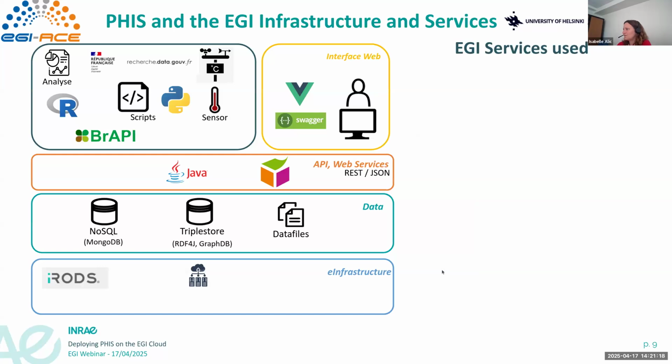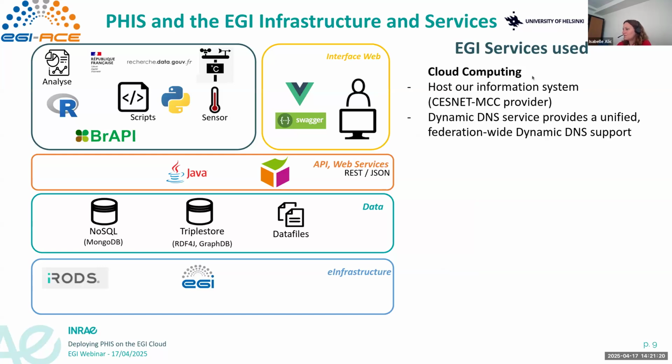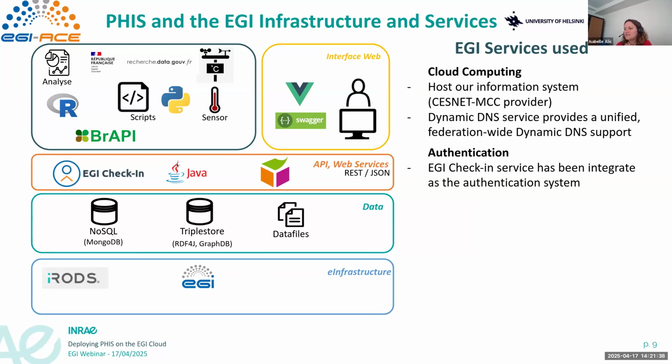So we used, first of all, the cloud computing service. We host the PHIS instance on the testnet MCC provider, and we use the DNS provided by EGI. Then we also implemented the EGI Check-in. This is a service that has been deployed there that allows the user to connect to a PHIS instance with his institutional login. So for example, an INRAE login can be used to connect to PHIS thanks to EGI Check-in.